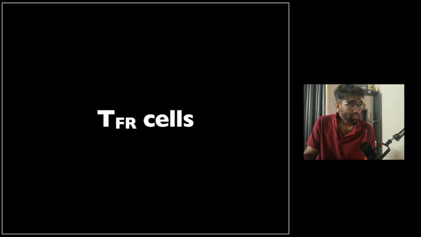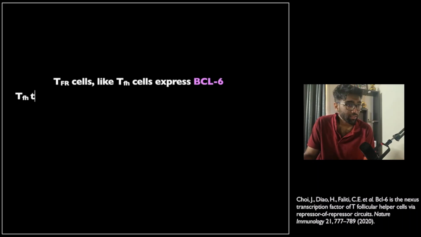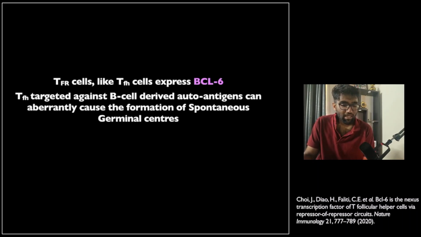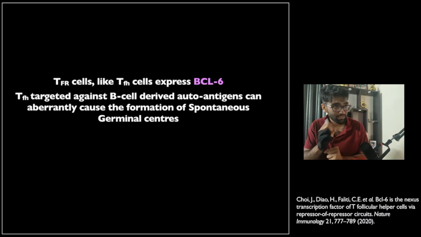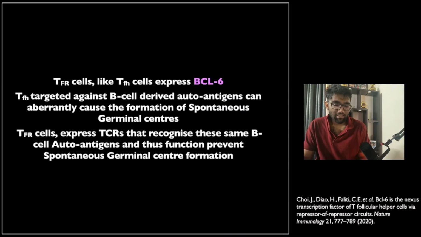Now, T follicular regulatory cells, abbreviated as TFR cells, are a very interesting form of cells. Like T follicular helper cells, they express the master transcription factor BCL6. T follicular helper cells targeted against B cell derived autoantigens can aberrantly cause the formation of spontaneous germinal centers, because there are a lot of B cells within the lymph node, and some of them undergo apoptosis and die, and those antigens get expressed. So if you have a T follicular helper cell that recognizes such antigens, it's going to unnecessarily get activated. T follicular regulatory cells specifically express TCRs that recognize these self antigens normally expressed by B cells, and then develop a regulatory role. Thus they prevent spontaneous germinal center formation.